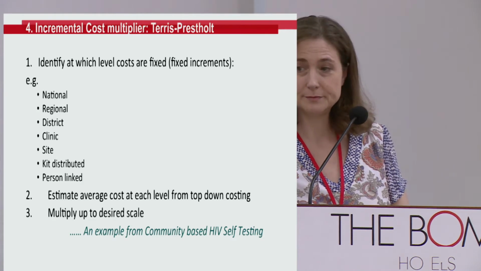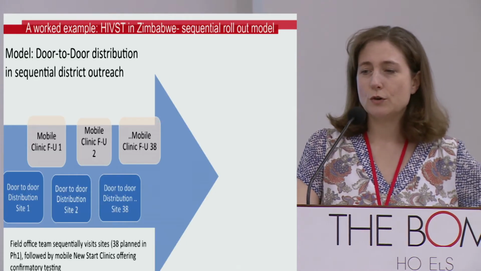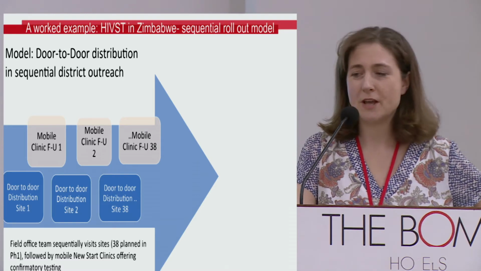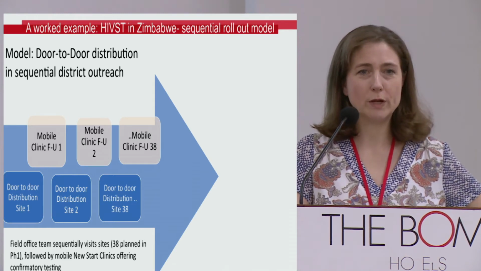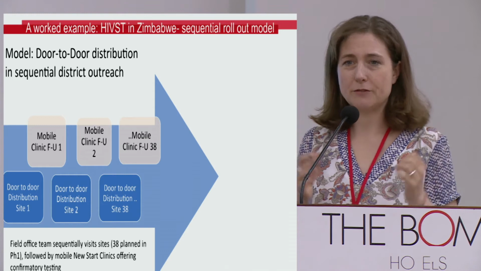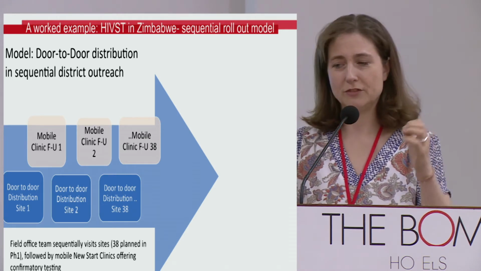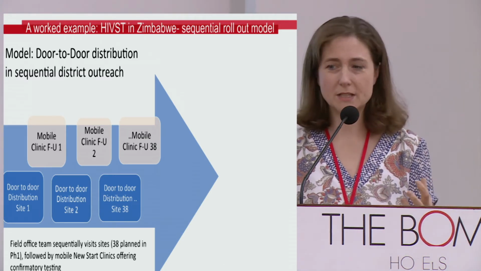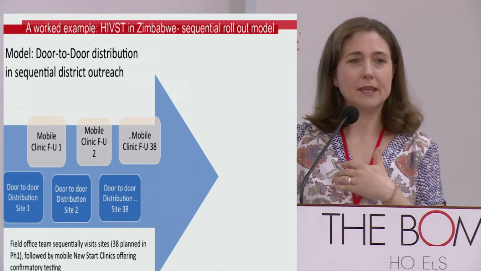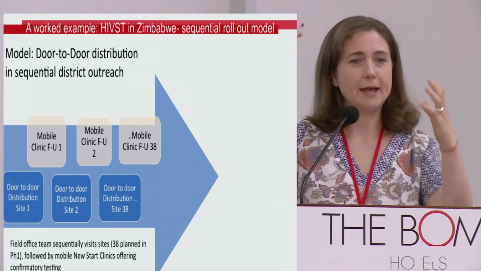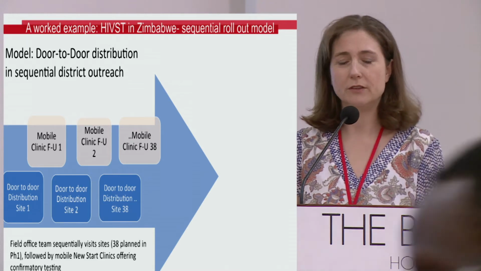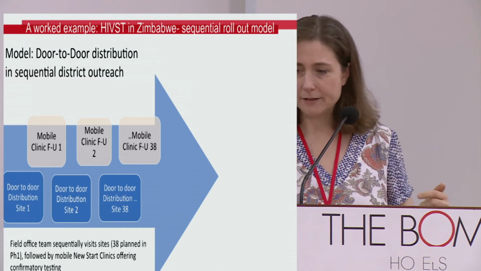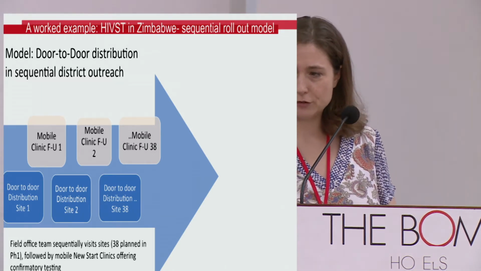So let's have an example. The example is what Miriam presented yesterday, the Zimbabwe model, where you have door-to-door distribution, sequential. The field officer team goes to site 1, and then they move to site 2, then they move to site 3. After they've spent a month distributing in one site, or after 2 weeks, the New Start clinic will come and be close to these communities where people can go for confirmatory testing. And so site by site, it moves on. That's the example I'm going to use.